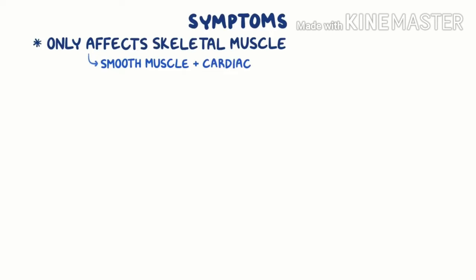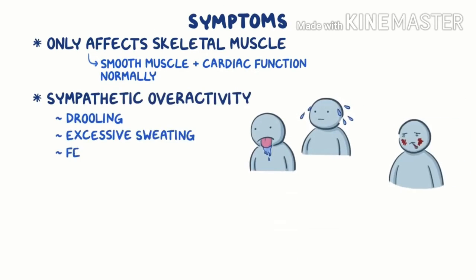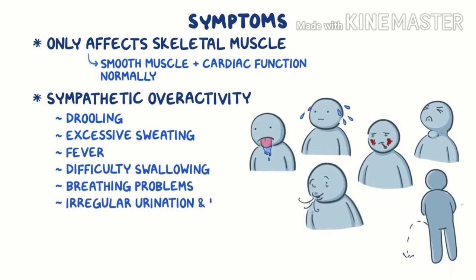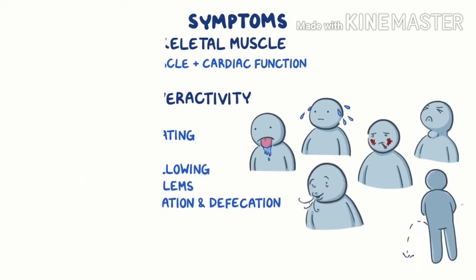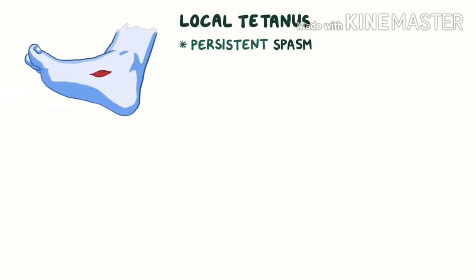Tetanus only affects skeletal muscle, so smooth muscle and cardiac muscle continue to function normally. Other symptoms of tetanus involve sympathetic overactivity, which causes drooling, excessive sweating, fever, difficulty swallowing, breathing problems, and irregular urination and defecation. Rarer forms of the disease include local tetanus, where a persistent spasm will be only localized around the area of the injury.